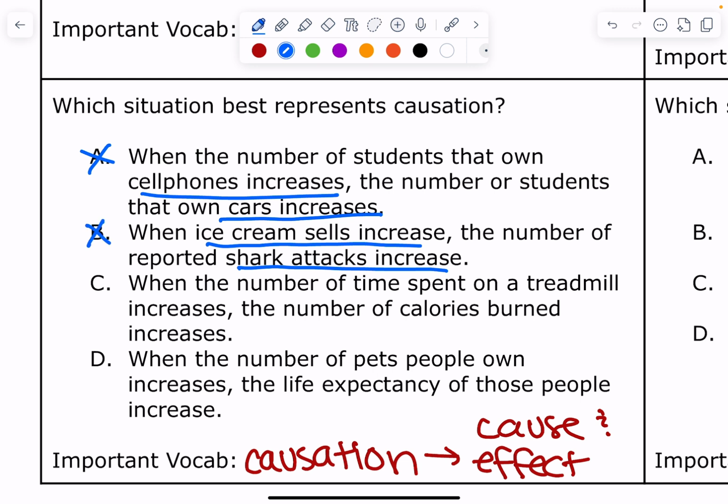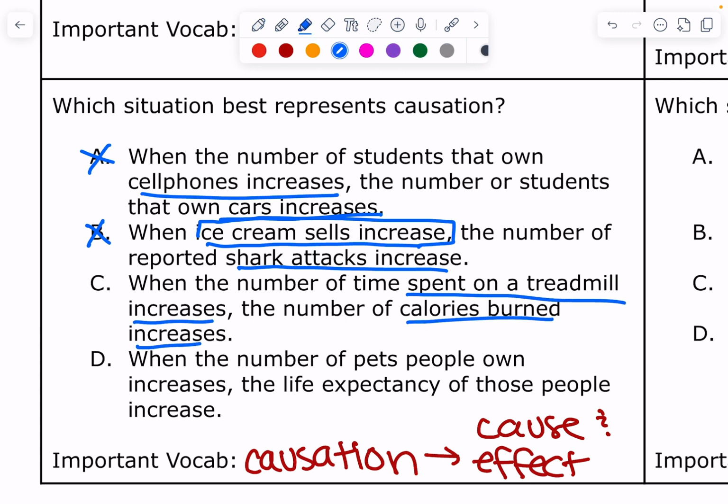We know that's not to be true because who's to say that they're buying ice cream at the beach? Nobody knows. When the number of times spent on treadmill increases, the number of calories burned. So if you're working out a lot, if you're working out on the treadmill, you're burning calories. I know that is a cause and effect. Those go together. So maybe C is my answer.